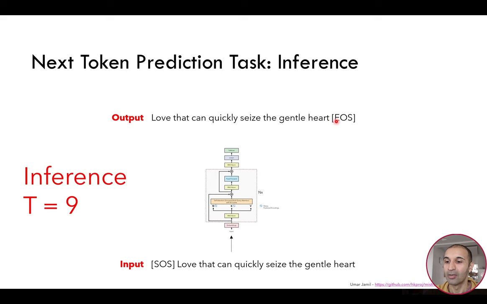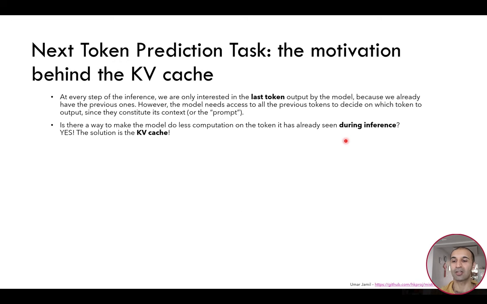So, for example, we cannot produce the word gentle only by giving the word the. We need to give all this sentence to produce this output gentle here. But at the same time, we are only interested in the last word gentle. And this is the reason we introduced the KV cache, because the KV cache allows us to reduce the computations that we are doing by only producing one output at a time, the one that we need, but without doing all the intermediate computations for all the other tokens that we never use.